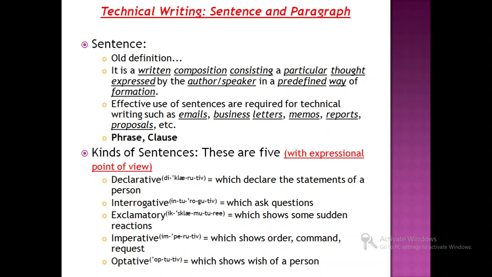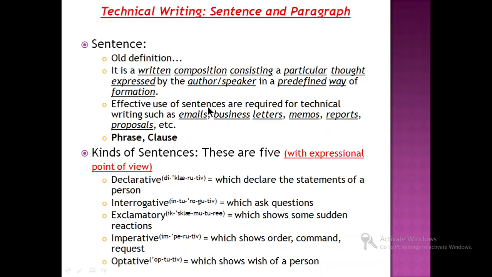Is that clear? So this is all about the predefined way of noun formation. Okay, let's move ahead. Do we really very much need these sentences? Yes, absolutely. You cannot keep yourself away from sentences in your personal as well as in your professional life. आप अपने आप को दूर ही नहीं कर सकते.